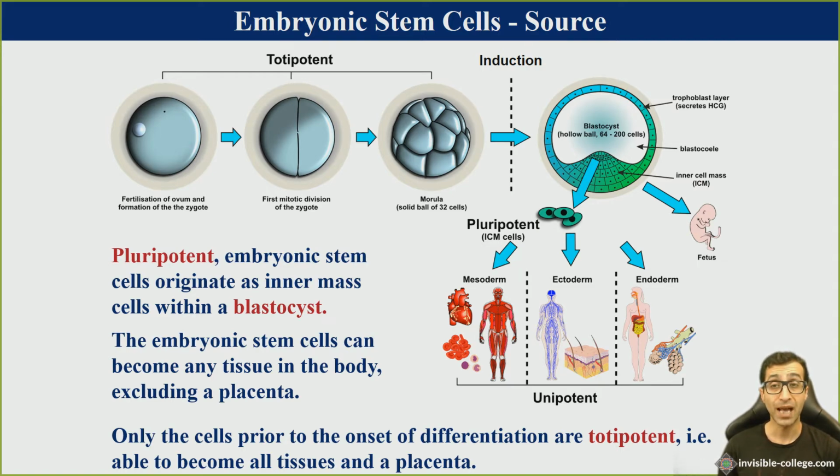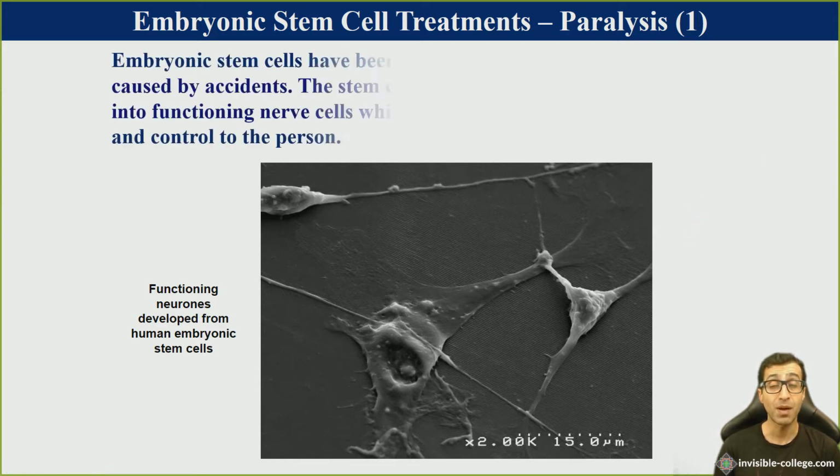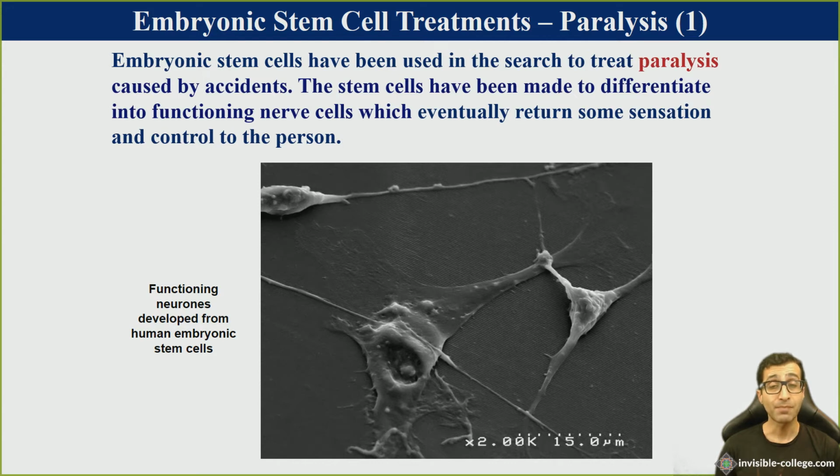Now, another potential treatment or therapeutic application of stem cells is in the treatment of paralysis. So you can see here functioning neurons which were developed from human embryonic stem cells. Now, these embryonic stem cells have been used in the search to treat paralysis caused by accidents. So these stem cells have been made to differentiate into functioning nerve cells which eventually can return some sensation and control to that person.